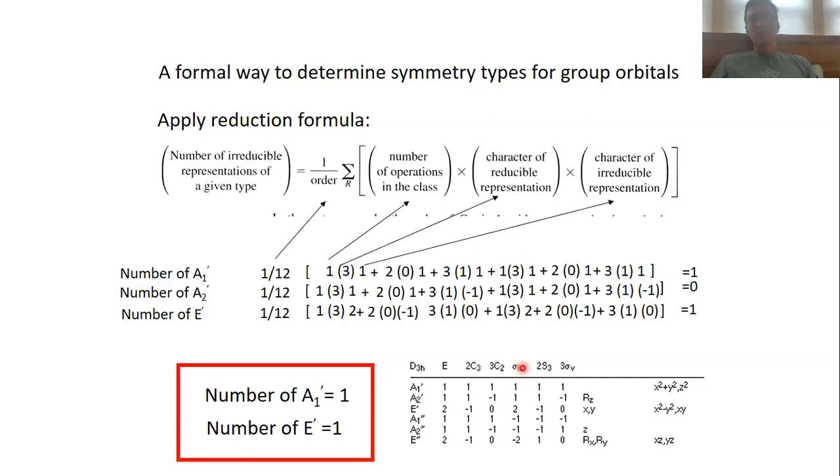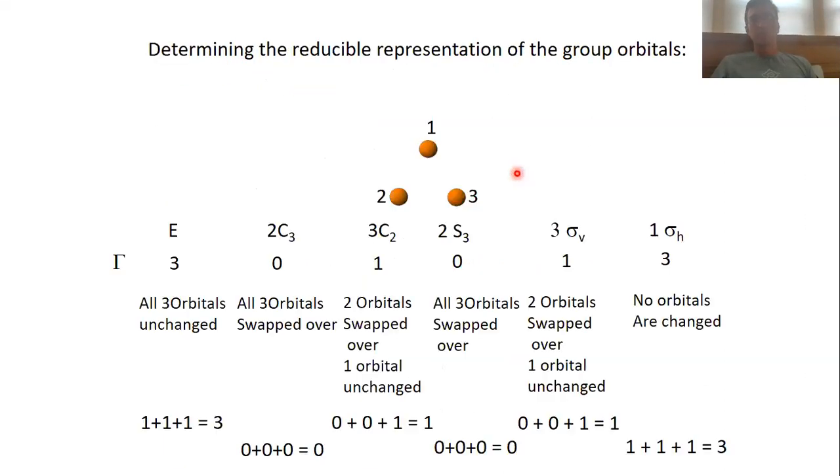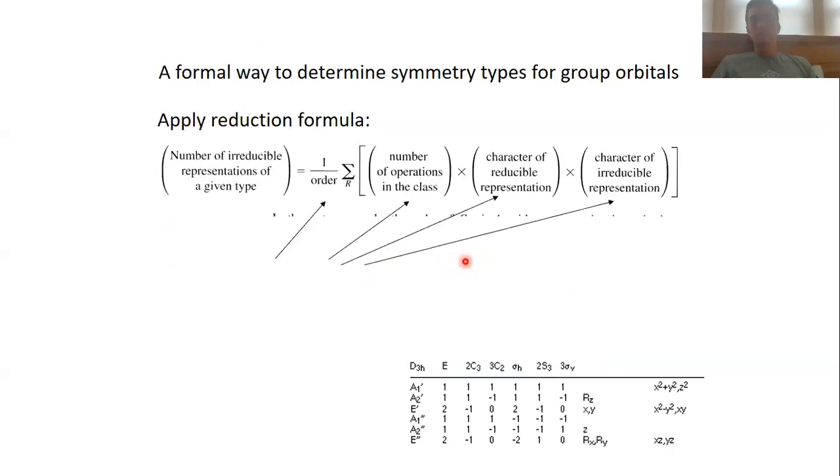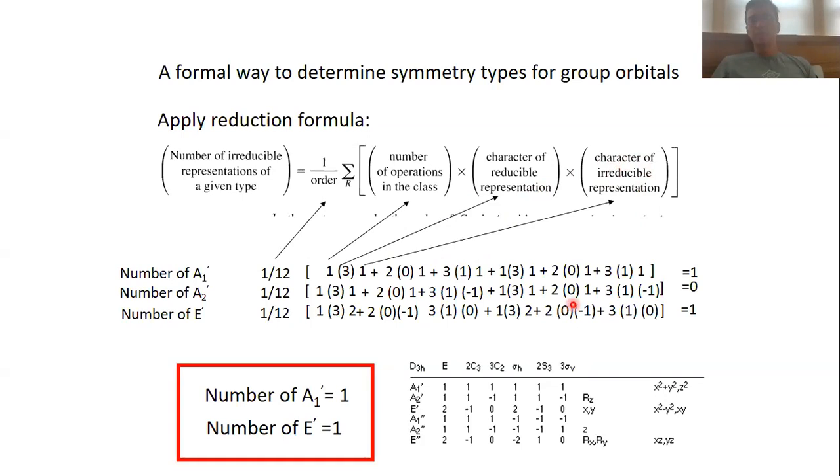Next we can look at the sigma h. For the sigma h, the number of operations in the class is 1. The character of the reducible representation is 3 for sigma h. And the character of the irreducible representation is just this one here. Therefore we have 1 times 3 times 1. Now for the S3, the number of operations in the class is 2, because we have 2 S3. The character for the reducible representation is 0. And the character of the irreducible representation, this one here, is 1. So it is overall 2 times 0 times 1.